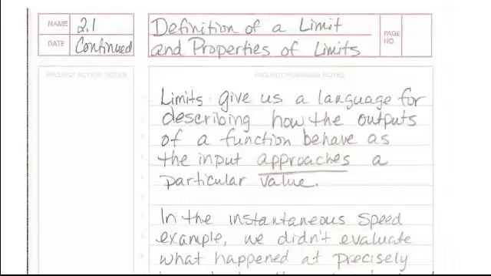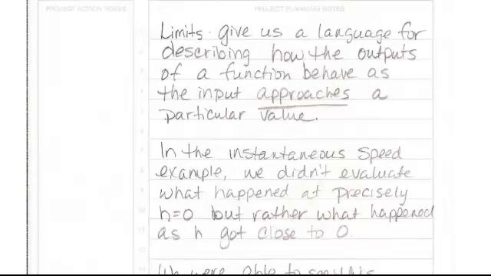We have to keep that in mind, the approaches, because that becomes very important in the concept of limits. In the previous example, the instantaneous speed example, we didn't evaluate what happened at precisely h equals 0, or what happened exactly at 2, but rather we examined what happened as h got closer to 0. And remember, h was just a very small increment off that time.